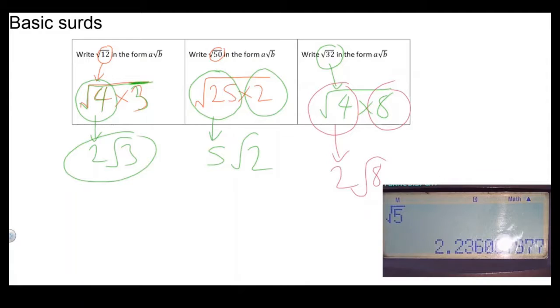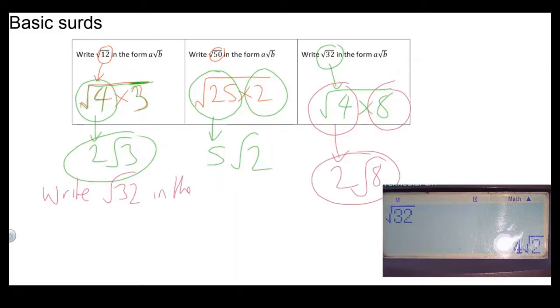But if you check the calculator, if I do square root of 32, press the equal button, I'll get 4 root 2. Here, I've got 2 root 8 for some reason. So how do I get 4 root 2? If I want it as 4 root 2, how do I do that? Well, suppose the question was rewritten like this: write root 32 in the form a root 2. So in other words, it has a 2 in it, and that's a big clue.